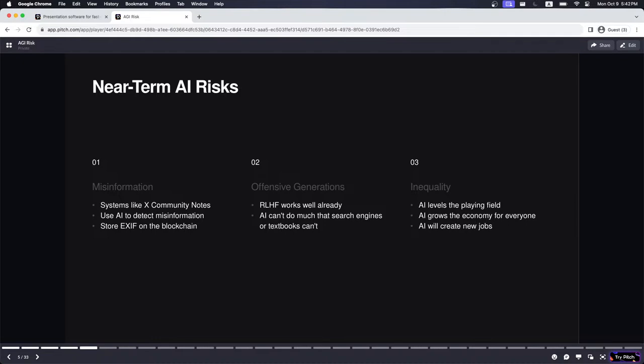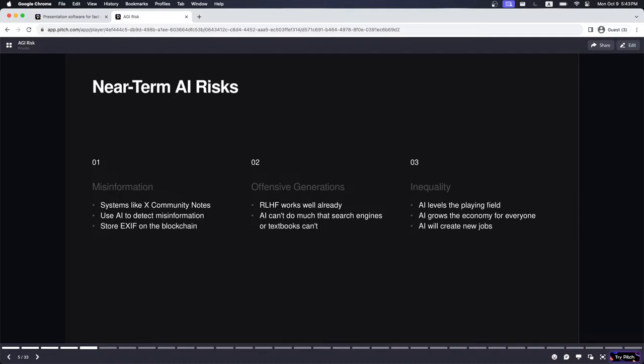But if you really wanted to make meth, you could go download a book or something on LibGen. You can go Google it, and I'm sure that there will be ways that you can find out how to make meth on the internet. And finally, with inequality, a lot of people are worried that AI will exacerbate inequality in society. But really, AI is a technology that levels the playing field like nothing else. It's something that everybody with a personal computer and an internet connection can have access to.